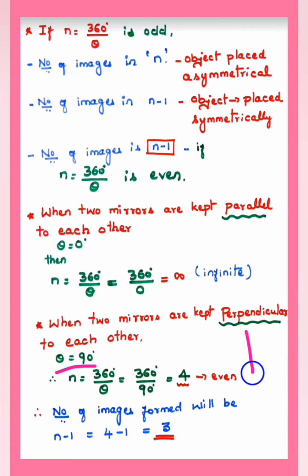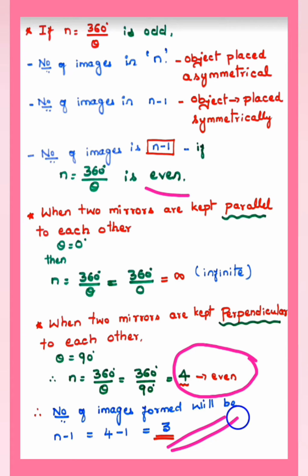Next, when two mirrors are kept perpendicular to each other, that is theta is equal to 90 degrees. One mirror is here, another mirror, theta is equal to 90 degrees. Okay, perpendicular like this. And substitute the value of 90 degrees. 360 by 90 gives us 4. Hence, the obtained answer is 4. So, it's an even number. So, what should we do to get the final answer? Subtract 1. The number of images formed will be N minus 1, that is 4 minus 1 is equal to 3. 3 images will be formed when two mirrors are kept perpendicular to each other, meaning at an angle of 90 degrees.